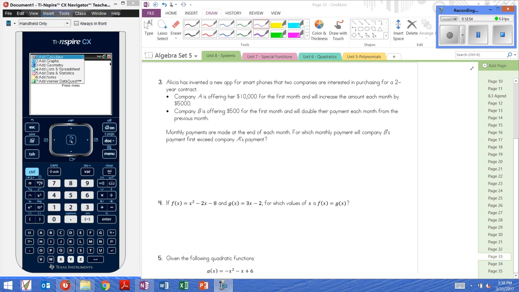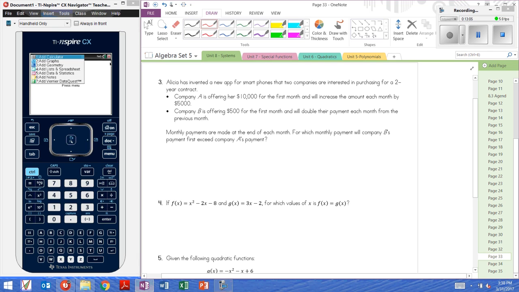And it says monthly payments are made at the end of every month. For which monthly payment will company B's payment first exceed company A's payment? All right. Well, maybe we want to start off by modeling this function.